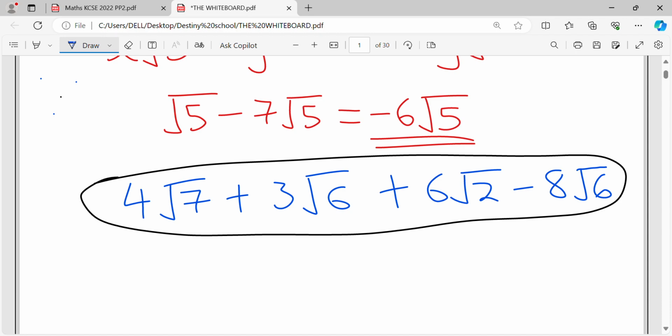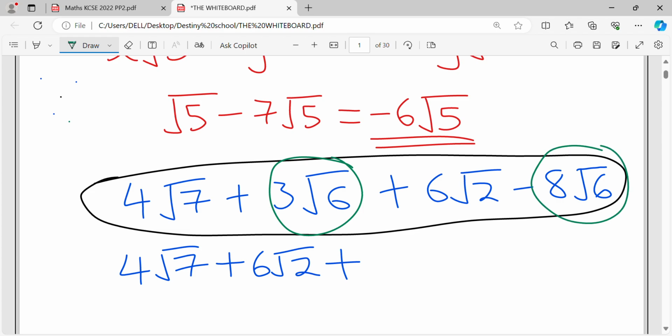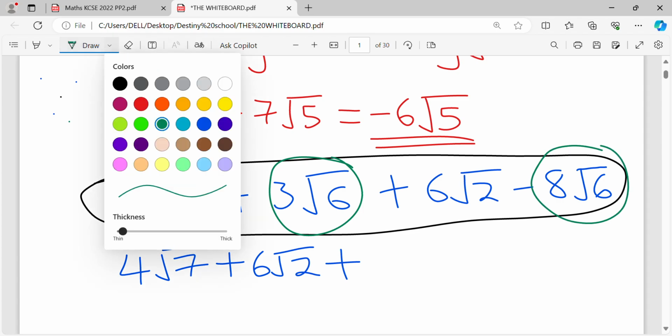So if you have something like this and there is addition and subtraction, what you do here is collect the like terms. And how do you collect the like terms? You check inside the root. I'm able to see root 7, root 6, root 2, and root 6 again. So there are only 2 like terms, root 6 and another root 6. So I'm going to have 4 root 7 just the way it is, since there is no other root 7, plus root 2, there is no other root 2, so I'm just going to put this one close to it. Then I collect my like terms, which are 3 root 6 and also the other root 6. So we have 2 like terms here.